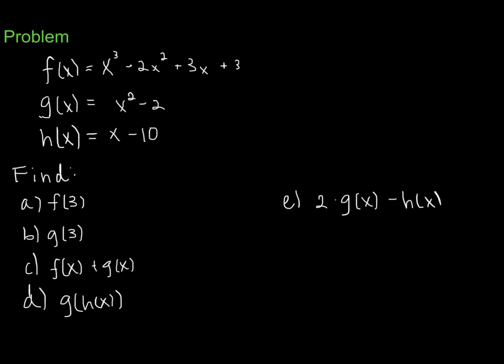All right, so here you have f, g, and h, three functions, and your goal is to find the following. The first, f just evaluated at 3, g evaluated at 3, then f of x plus g of x, make sure you simplify, g of h of x, or g composed with h, and 2 times g of x minus h of x. One tip here.